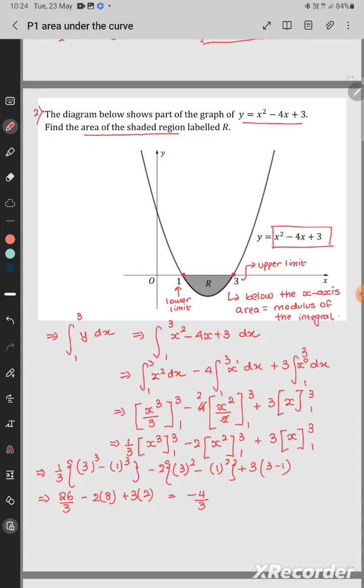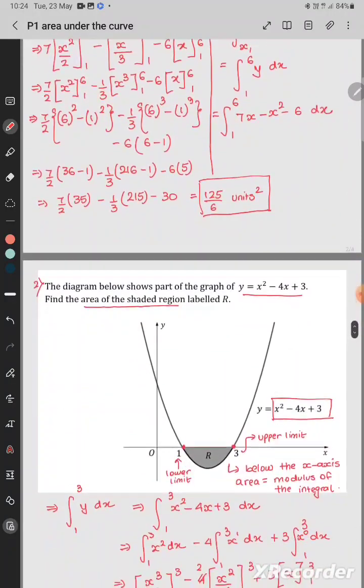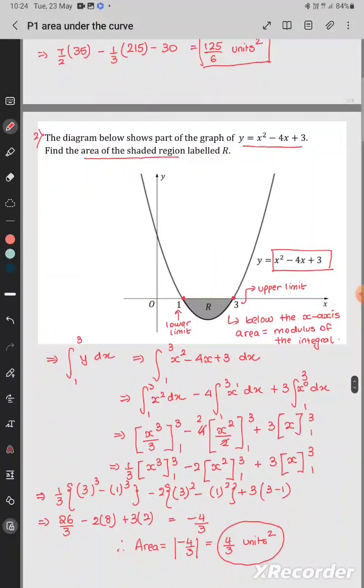So we cannot have area as negative. So our final area will be modulus of minus 4 by 3, and that is going to give us just 4 by 3 units squared. And this is the answer for question number 2. So previously, see, it was above the x-axis, so we did not have to take any modulus because our answer came as positive. But here, since it's below the x-axis, please remember to take the modulus of it.